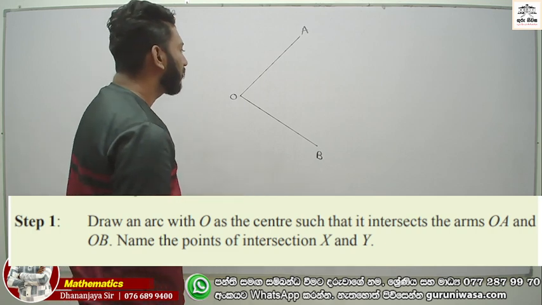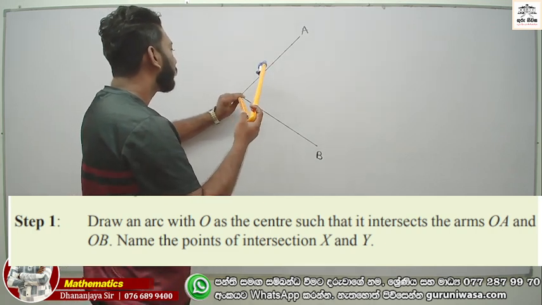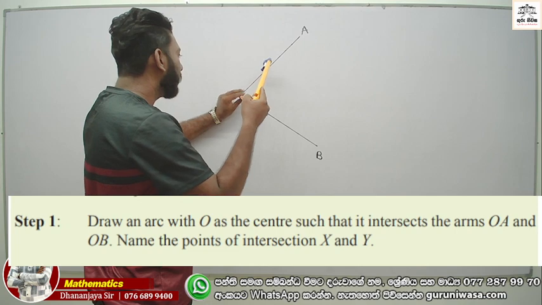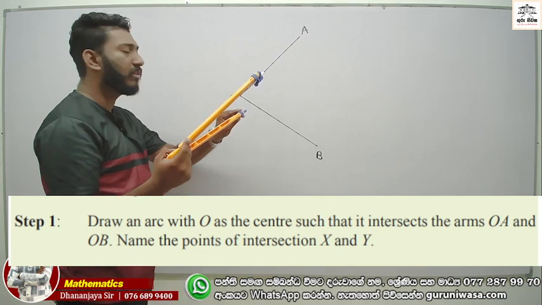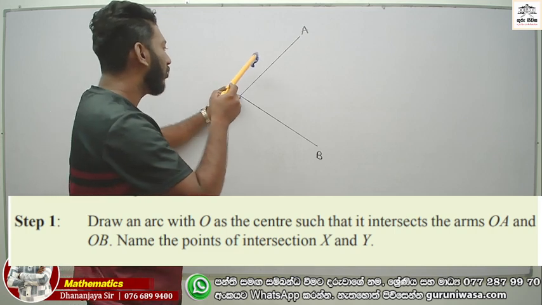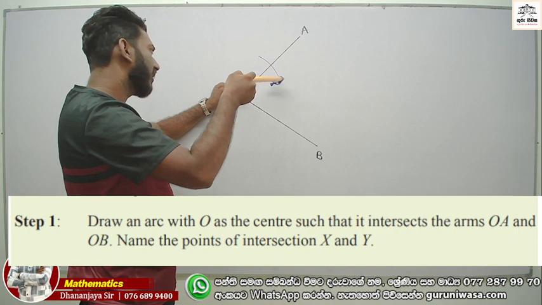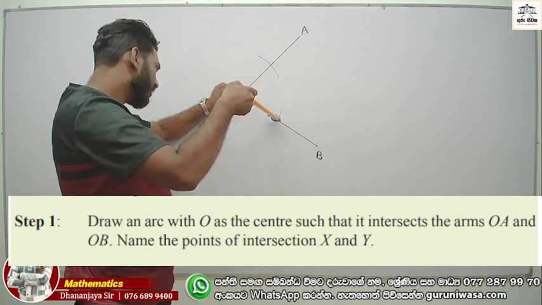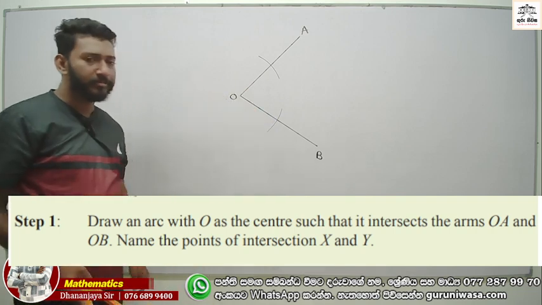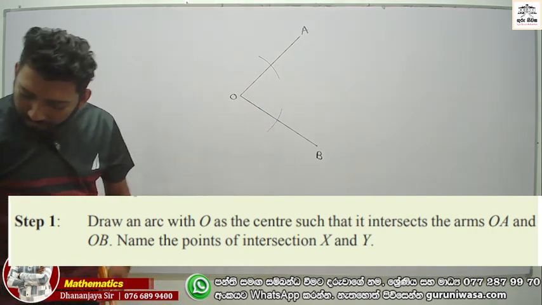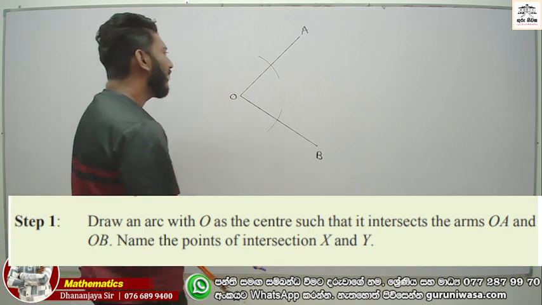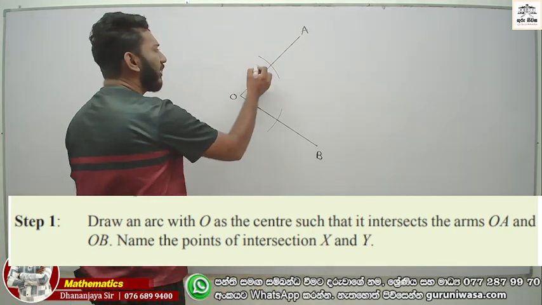Now the intersection points you can write as X and Y. Now place your compass at the point O as the center. Now I am going to draw the circle. Now this is the first intersection point, and this is the second intersection point. Now I'm going to mark them as X and Y.